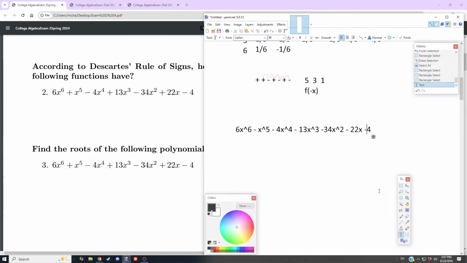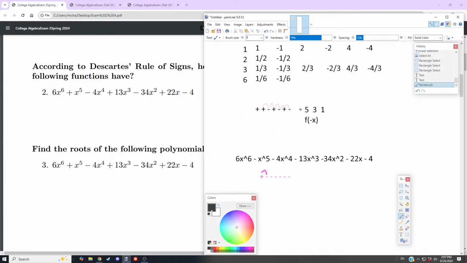So this is what we get after we have flipped the signs of the function. And if we do the same thing we did before, the first term is positive, the second term is negative, the third one is negative, the fourth one is negative, the fifth one is negative, the sixth one is negative, and the last one is negative. And so the number of sign switches becomes just the one sign switch.